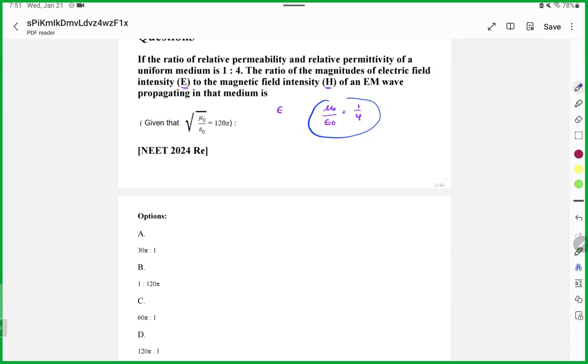You have this value. Based on this, you have to calculate the ratio of the electric field and magnetic field intensity. This is the relative permeability, so mu r.